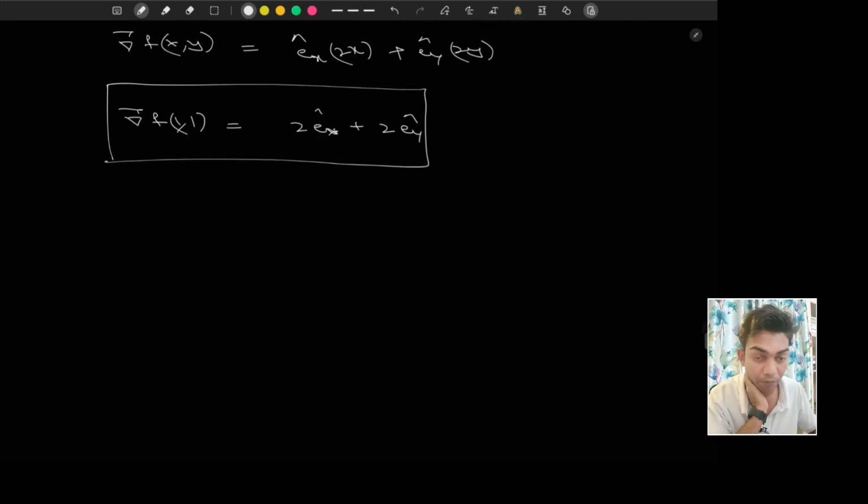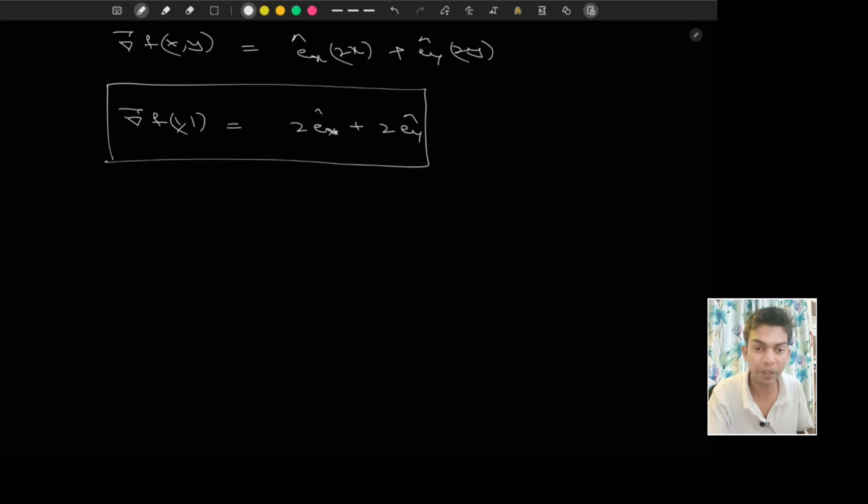So what it means is that my gradient at the particular point 1 comma 1 is 2e_x and 2e_y, and if I move along this direction, the rate of change of the function will be maximum. If I move in the opposite direction of the gradient, then the rate of change of the function will be the minimum.